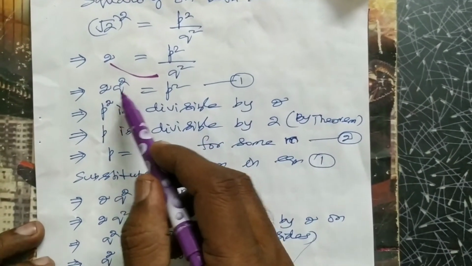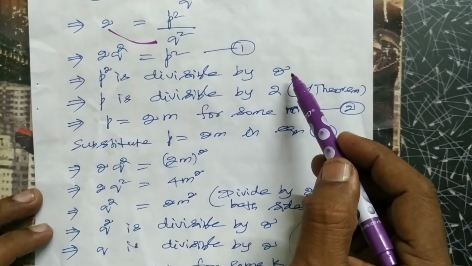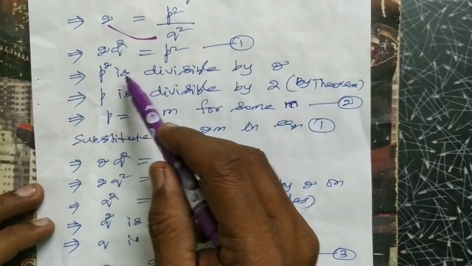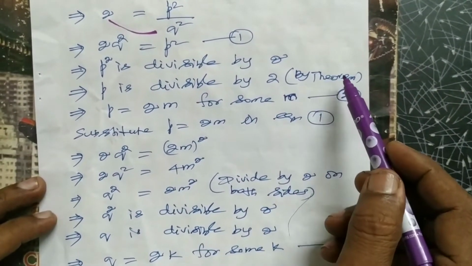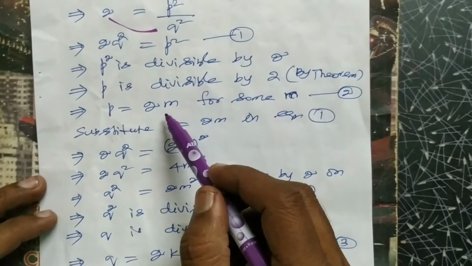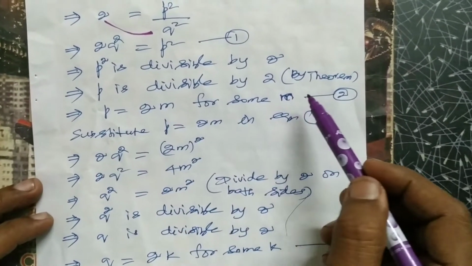As p square equals 2q square, 2 is there. Therefore, p square is divisible by 2. When p square is divisible by 2, where 2 is a prime number, then p is also divisible by 2. That is the theorem. When a number is divisible by 2, it can be written as a multiple of 2. That is, I have taken p equal to 2m for some m.